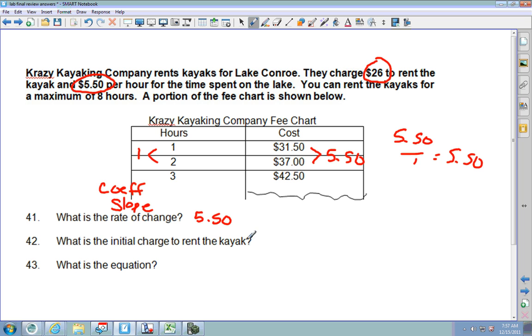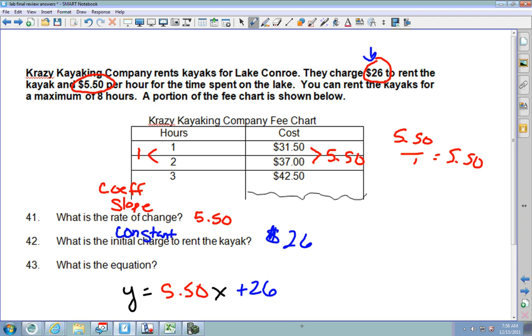What is the initial charge? Initial charge is the constant. That's this amount of money right here. It's the one-time charge, $26. So my equation is going to be y equals 5.50x plus 26. There's your equation.